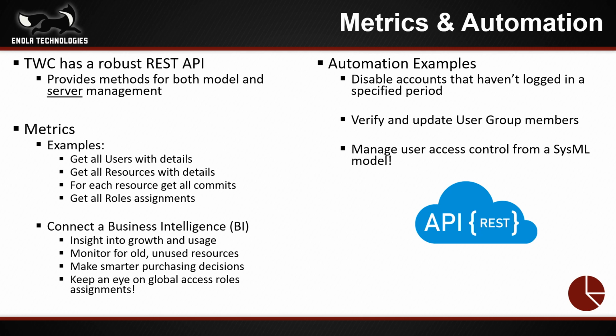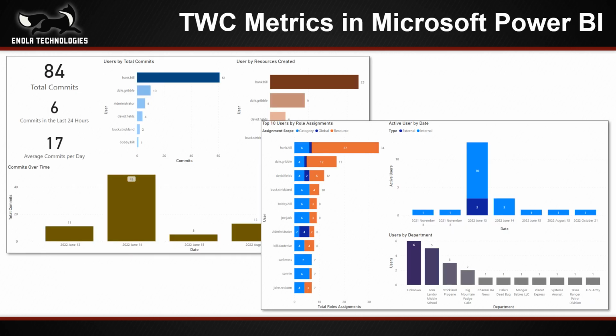Now, my final slide I'll show you real quick is just a quick example of a really simple metric report I did in Microsoft Power BI for my little dummy Teamwork Cloud I have here on my local machine. It just shows you some of the information you can get out of the REST API. The left image is more focused on commits. I can see this Teamwork Cloud has a total of 84 commits, 6 in the last 24 hours, and averaging 17 commits per day. I can even see who's made the most commits and who's created the most resources.